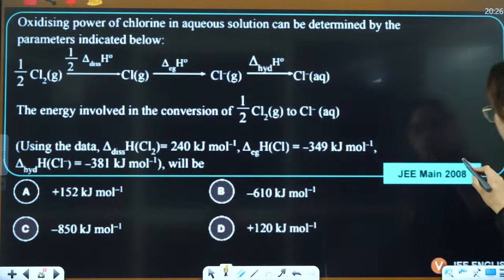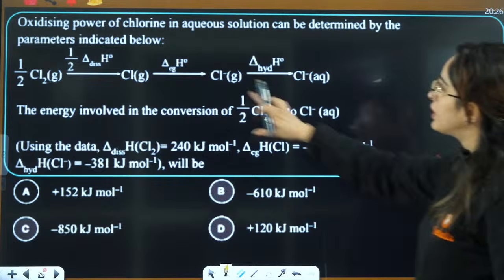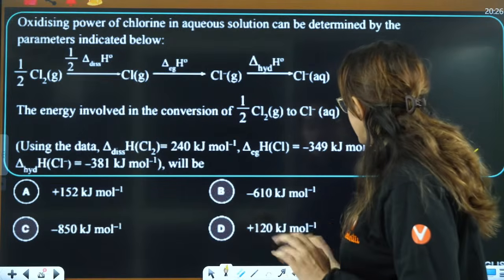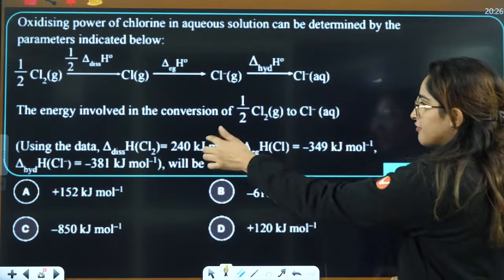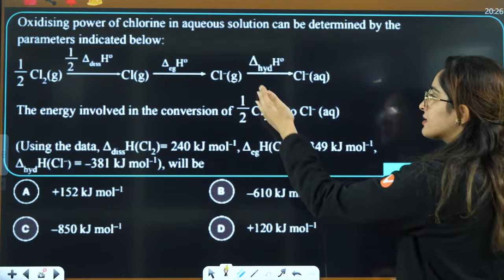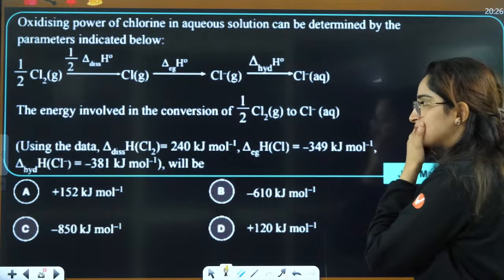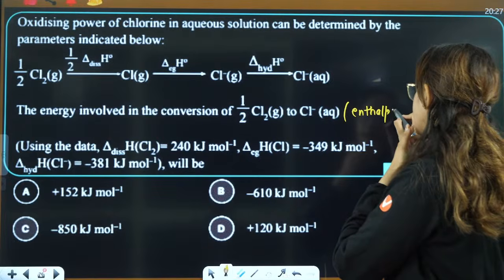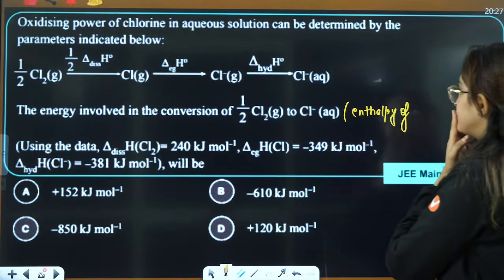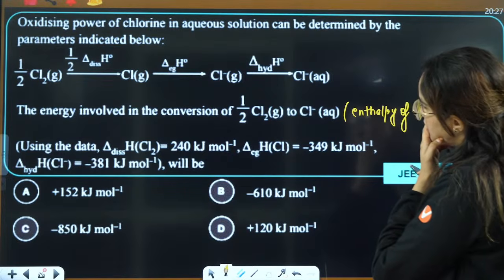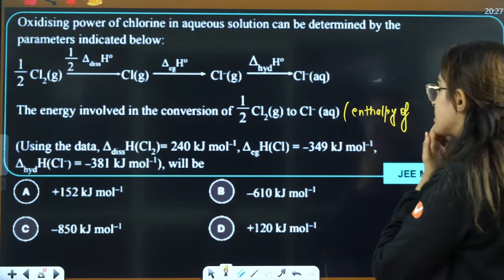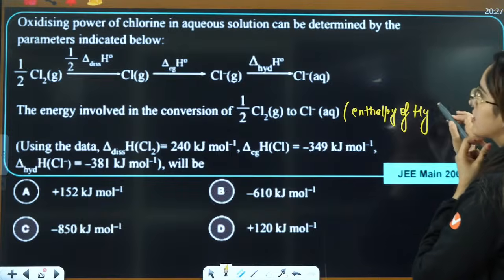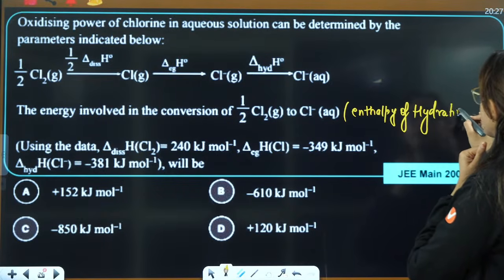See, this is a very old question, but here they have given you this thing. But if they ask you in 2026, they will not give you this. They will just say that these are the values given to you, and they can ask you directly, what is the enthalpy of... ionization? Yeah, ionization, it was enthalpy of hydration. Okay? Enthalpy of hydration.